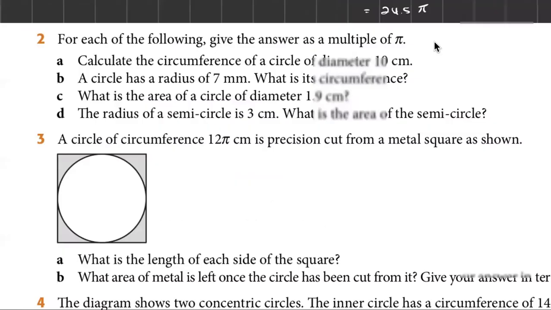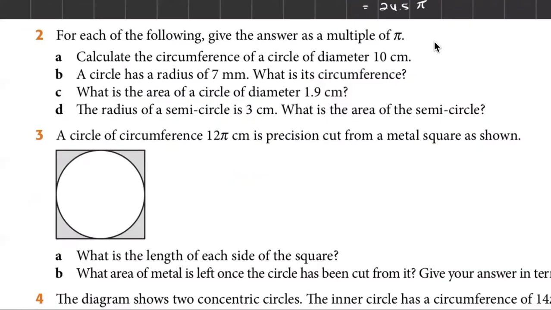Let's look at number 2. For each of the following, give your answer as a multiple of pi. Calculate the circumference of the circle with diameter 10 centimeters. So basically it's pi d, 10 pi. What is the circumference of the circle with a radius of 7 millimeter? So 2 pi r is equal to 2 pi 7, equals 14 pi millimeters.